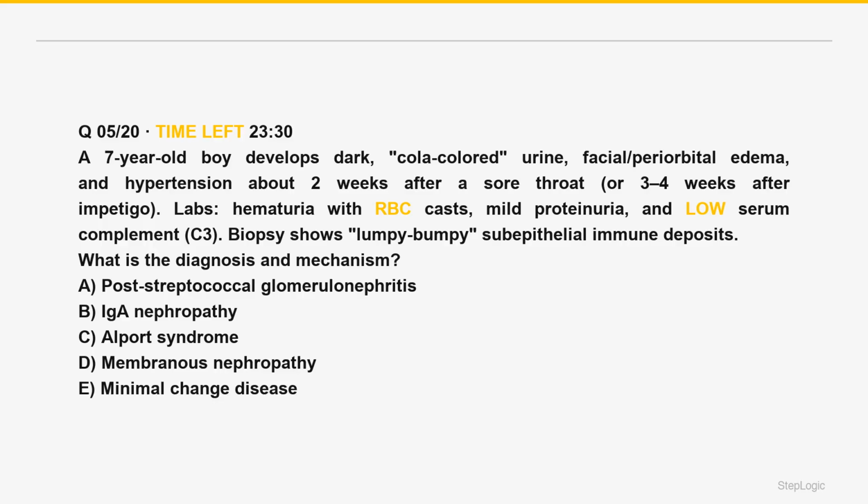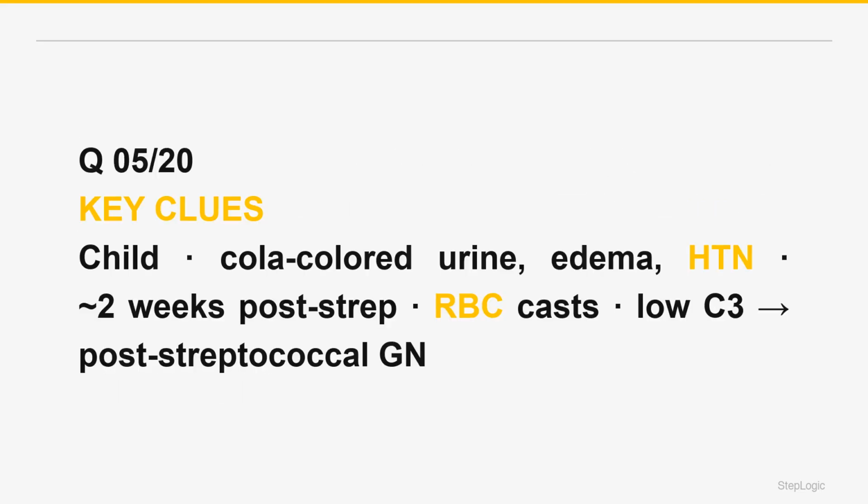What is the diagnosis and mechanism? A 7-year-old boy develops dark, cola-colored urine, facial periorbital edema, and hypertension about 2 weeks after a sore throat, or 3-4 weeks after impetigo. Labs: hematuria with RBC casts, mild proteinuria, and low serum complement C3. Biopsy shows lumpy bumpy C3. Read the command: diagnosis and mechanism. Child, cola urine, plus edema, plus HTN, 2 weeks post-strep, RBC casts, low C3, subepithelial humps: post-streptococcal glomerulonephritis.